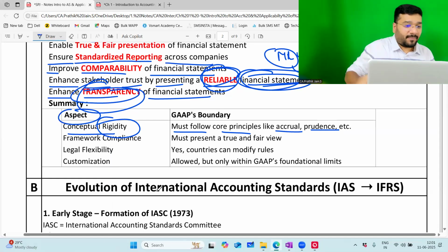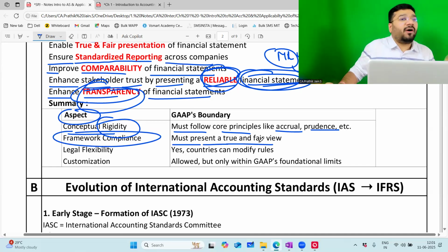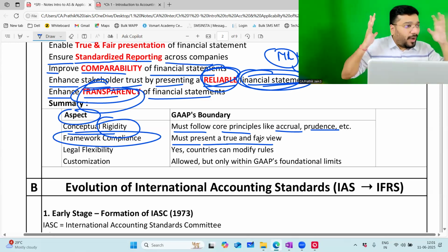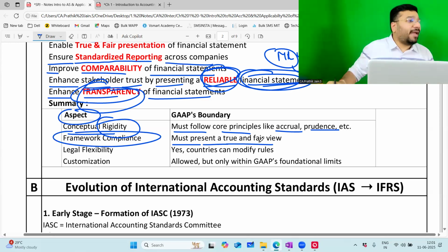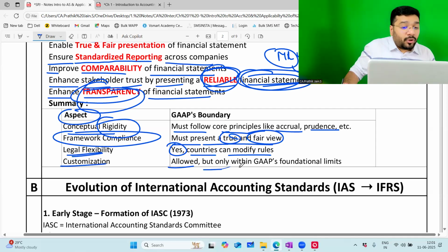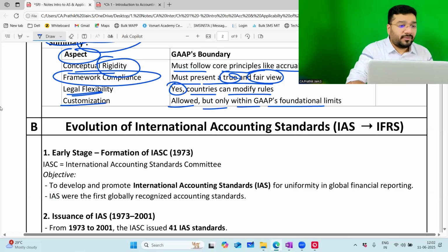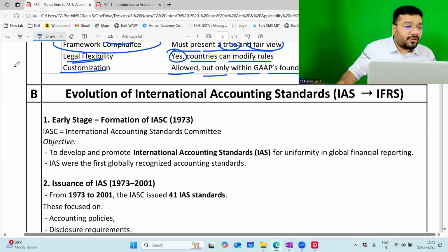Now, framework compliance: must present a true and fair view. The broader framework, what is the one word objective of having the GAAP? Sir, the financial statements should reflect a true and fair view. Legal flexibility. Yes, countries can modify the rules, but that should be well within the framework of GAAP. Customization allowed, but only within the GAAP's foundational limit. I'm just giving a summary of what we discussed so far. Okay, not okay? Okay. Now, next point.